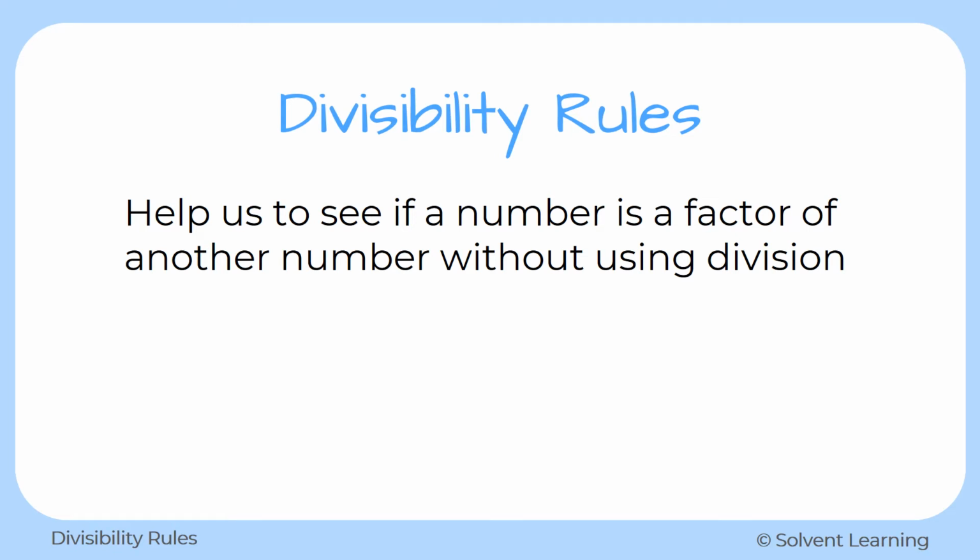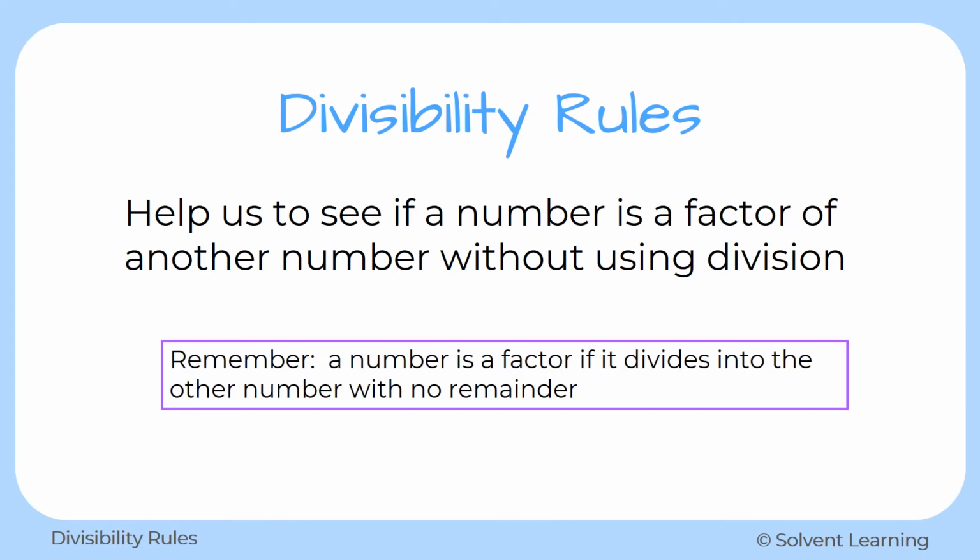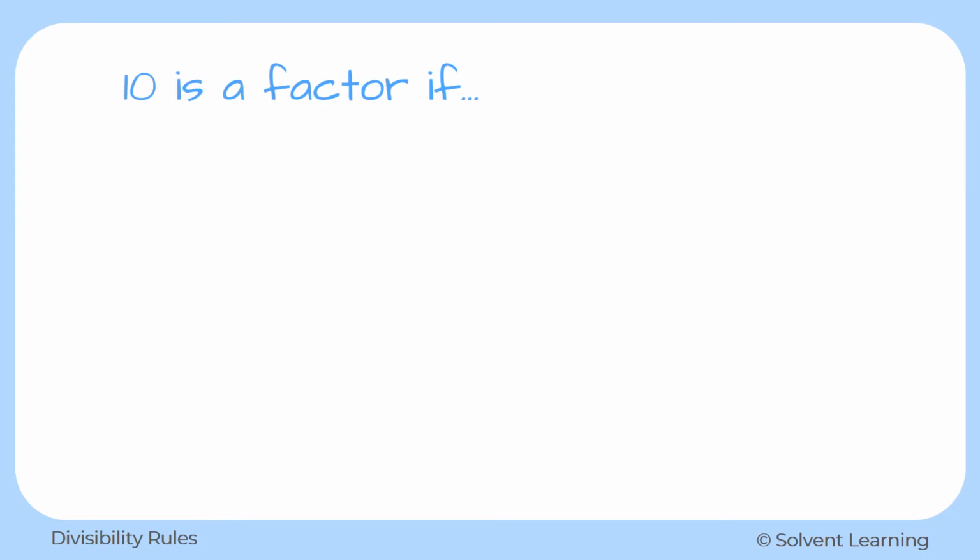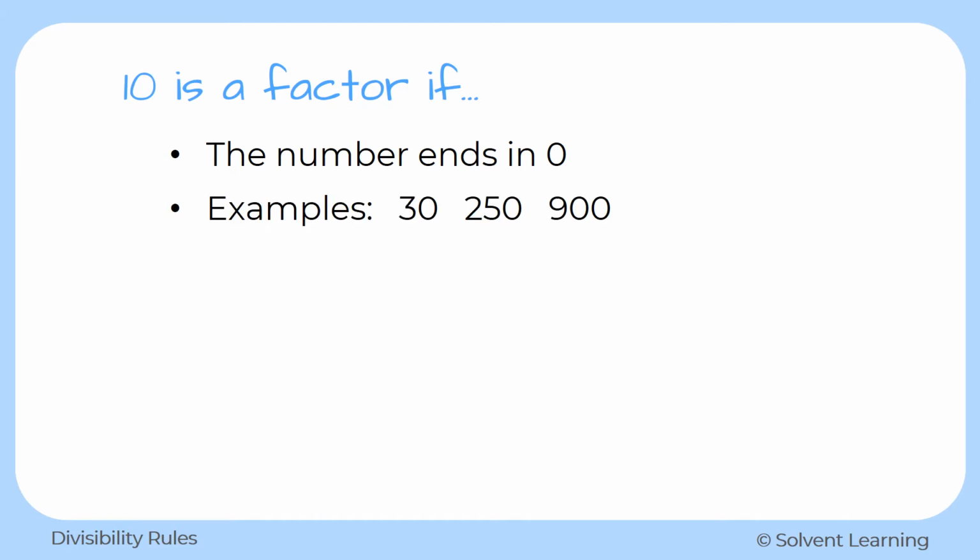So divisibility rules help us to see if a number is a factor of another number without having to use division. Now remember, a number is a factor if it divides into the other number with no remainder left over. 10 is a factor of another number if the number ends in 0. So here are some examples. 30, 250, 900. As long as there's a 0 at the end, then 10 is a factor.